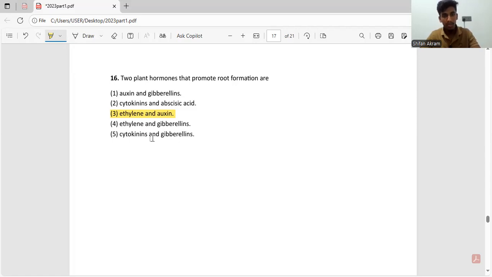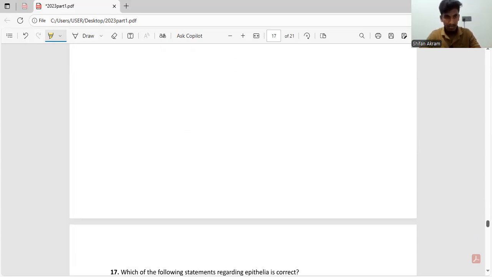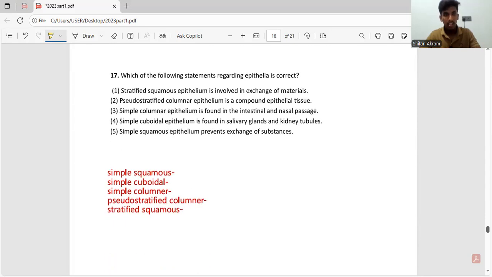And fifth one also we can eliminate, because cytokinins again involved in stem elongation, and gibberellins also stem elongation, not root formation. The correct answer is the third one. Now let's go through the 17th question. Which of the following statements regarding epithelia is correct? We know humans have four kinds of tissues, right? We have the epithelial tissue, connective tissue, muscle tissue, and the nervous tissue.